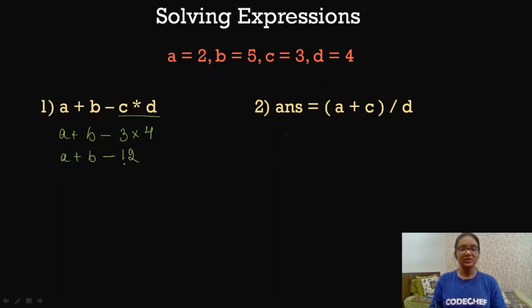Now addition and subtraction are present. Addition and subtraction have the same precedence, so we solve this from left to right. Let us write down the values of A and B. A is 2 and B is 5.